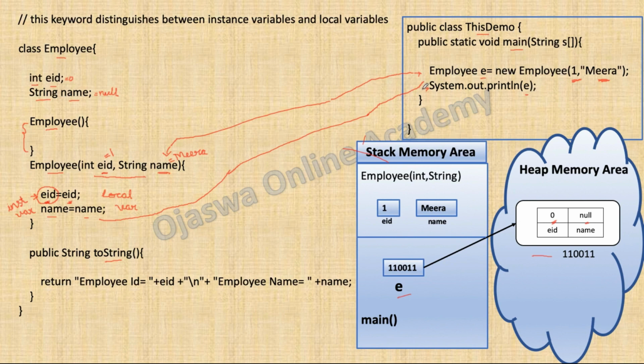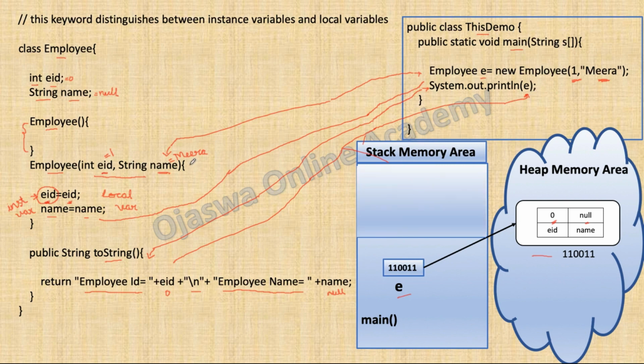When you print the object, an implicit call to the toString method is given. So control comes over here. Code inside the toString method executes. We are returning the string "employee ID equal to", the value of EID is retrieved, that is value 0. \n is for the new line. A new line will be added to your output. Then the string "employee name" is written back, and instance variable name will retrieve the value from its object, that is null. Control goes back. So the data we get is EID equal to 0 and name equal to null, and it is printed to the output screen.